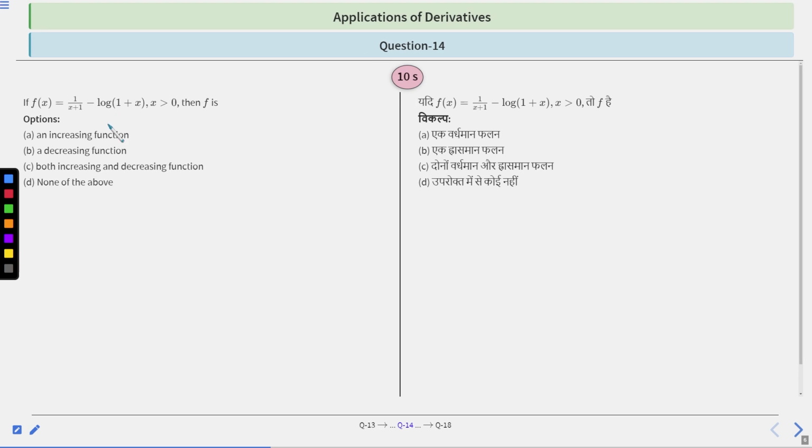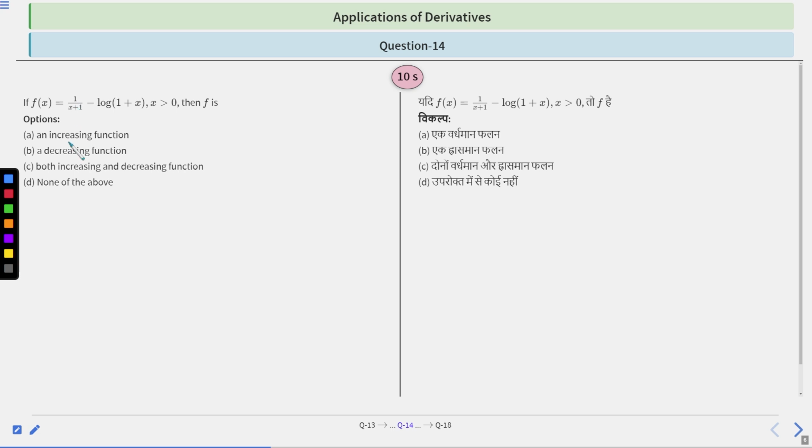Question number 14, which says if fx is equal to 1 upon x plus 1 minus log 1 plus x when x greater than 0, then f is. So we have to discuss whether f is an increasing function, a decreasing function, or both increasing and decreasing function, or neither increasing nor decreasing function, right? Clear? Again, we will apply the same method.